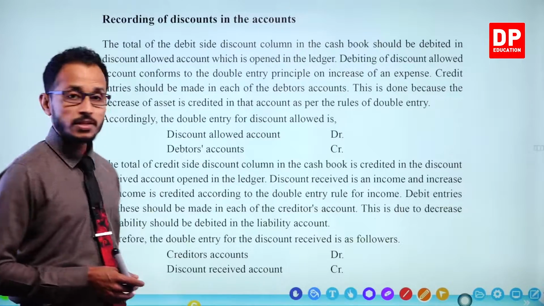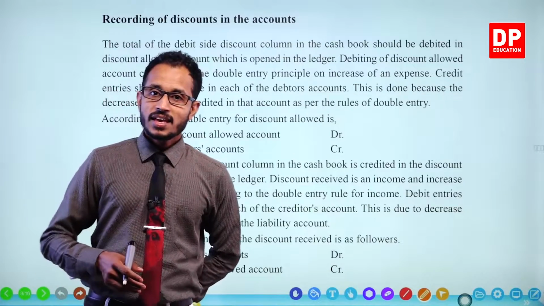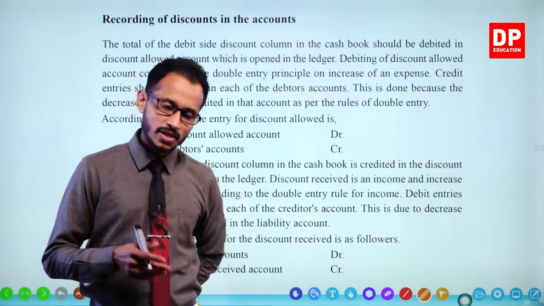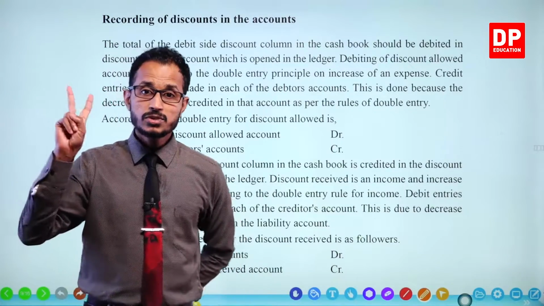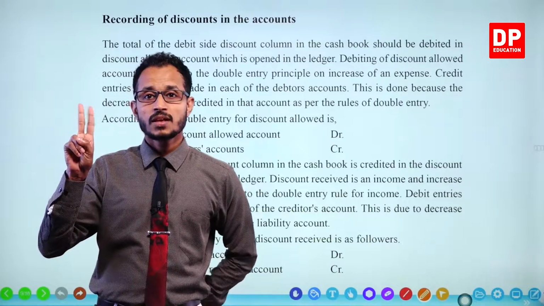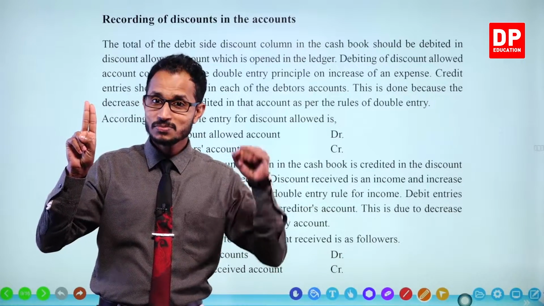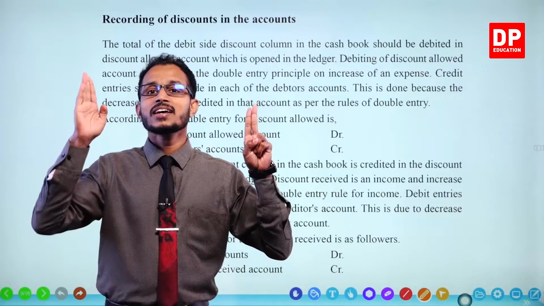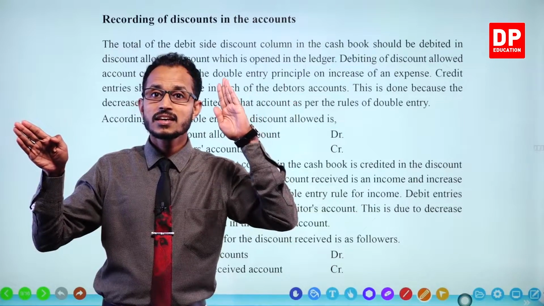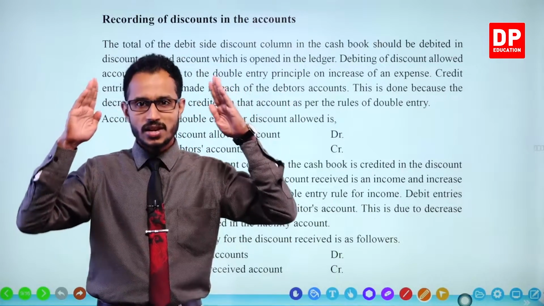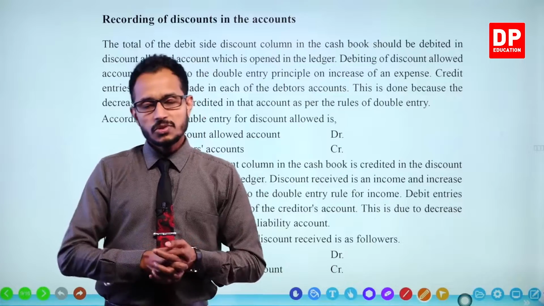In the last session that we met, we discussed discounts. Can you remember? Yeah, I know that you remember. We discussed the two types of discounts. What are the two types of discounts? Yes, trade discounts and cash discounts. That's right. The two types of discounts.